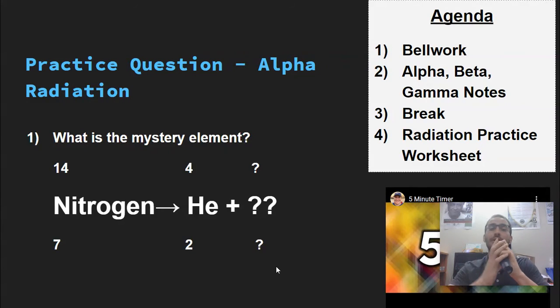Mr. King coming at you live from the classroom today. I have a practice question for you on alpha radiation. Nitrogen is going to release a helium atom, and what mystery element does it become if it undergoes alpha radiation? Try and figure it out. What is this mystery element going to be? Pause the video now. Try and remember based on the last video.